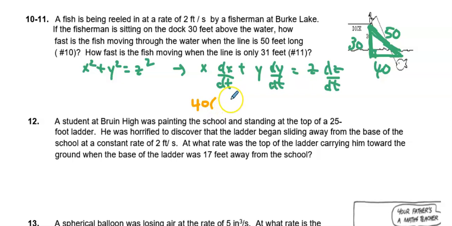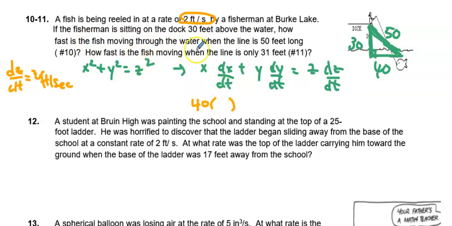The change in x. A fish is being reeled in at a rate of 2 feet per second. So remember that this is the actual fishing lure, right? This is the actual lure. So this 2 feet per second is actually the change in z, right? So this is just 2 feet per second. And then that's it. That's all they give.